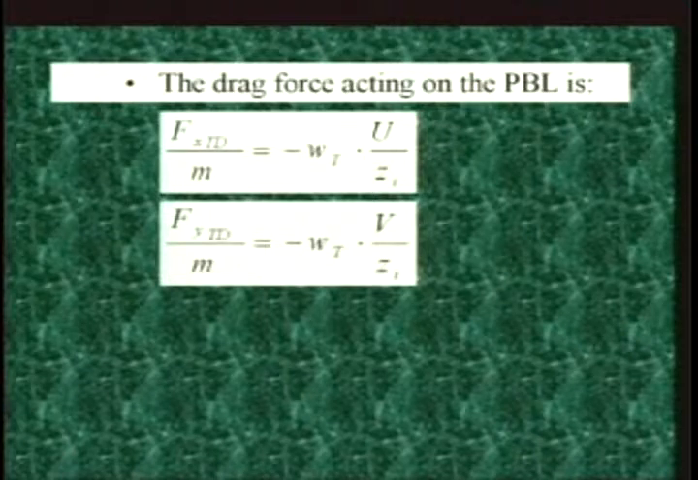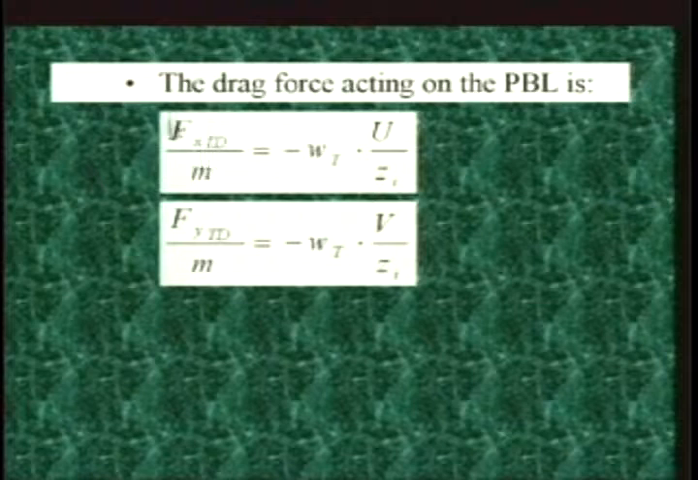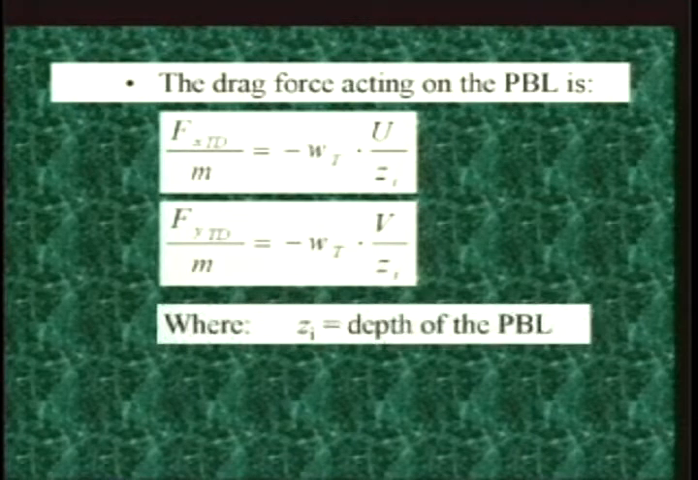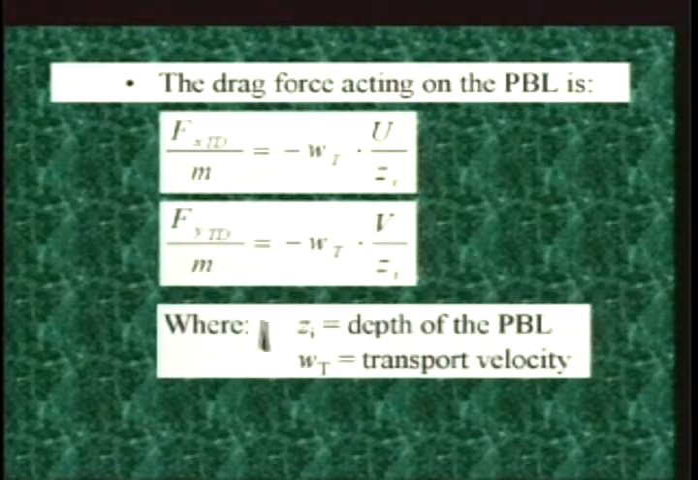So we have two types of equations here. Again, one for our U component, x direction, one for our V component, y direction. Dealing with the turbulent drag force, we have to take into account that mass once again. We have this W value in here, and then of course the wind, and then the layer, represented by Z. So here's all of our givens.